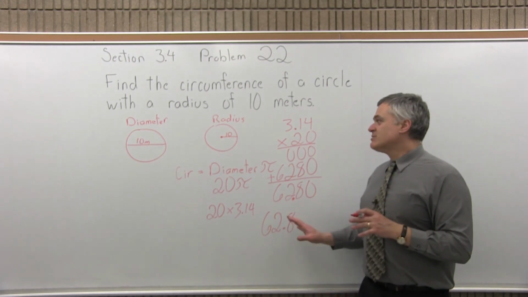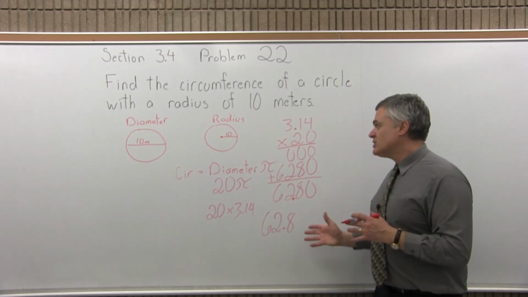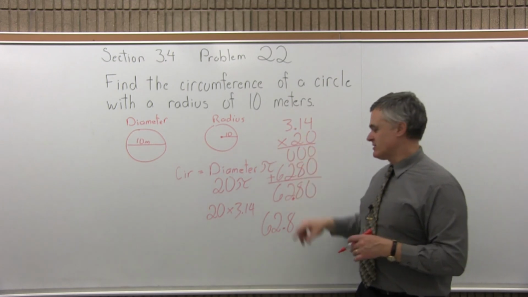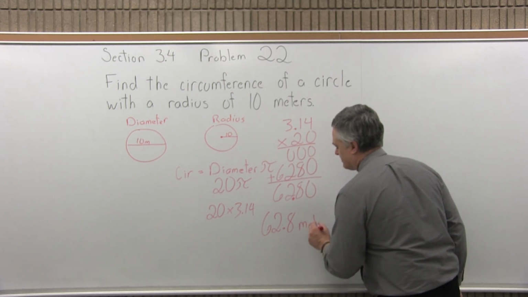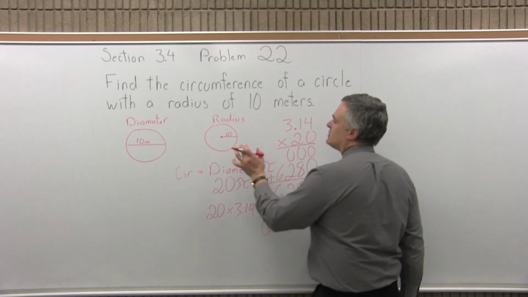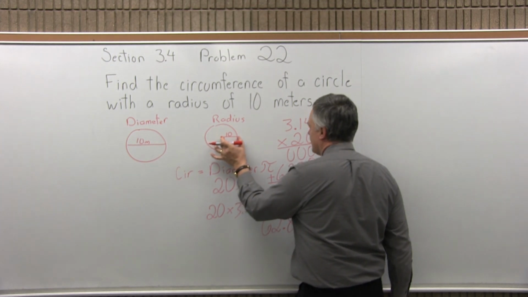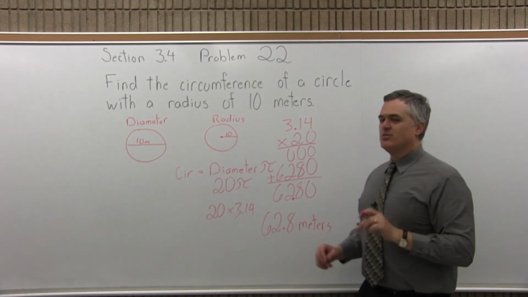Now, because this is a problem that involves units of measure, I can't just really stop at 62.8. To do a good job, I have to put my units of measure into my answer. So it's 62.8 meters. And again, what does that answer mean? It means that if I have a circle where it takes 10 meters to go from the center of the circle to the edge, to go all the way around this circle would take 62.8 meters.